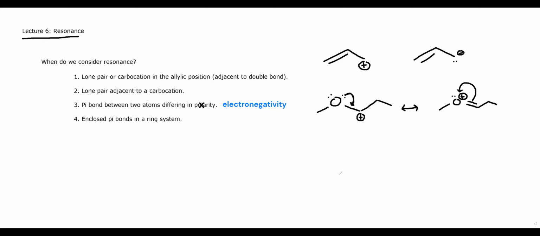Number 3, a pi bond between atoms differing in polarity, right? We saw that with the C double bond O. Anytime you have something like this, you can draw a resonance structure where you take that pi bond and you just put it up top on the more electronegative atom, make it a lone pair, and that gives you that, right? Negative oxygen, positive carbon. And then drawing arrows to get back, you simply take that lone pair and turn it into a pi bond, okay?